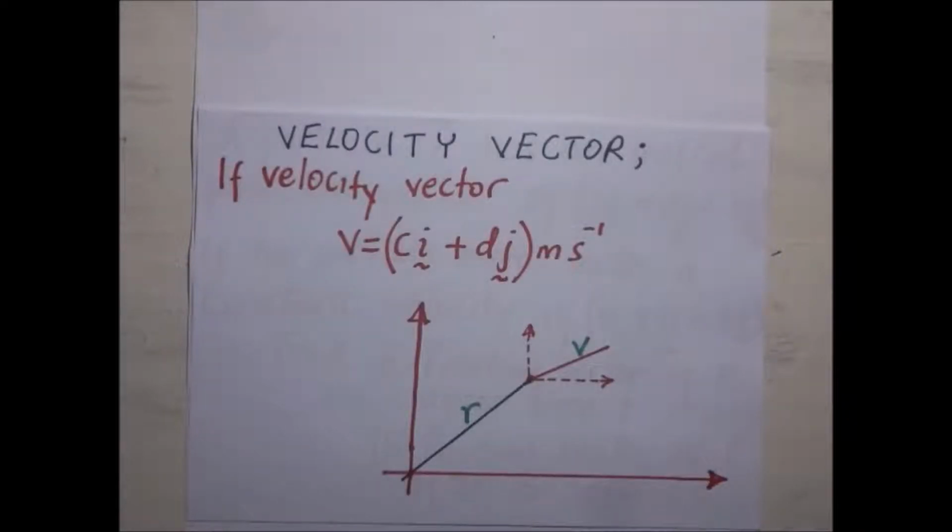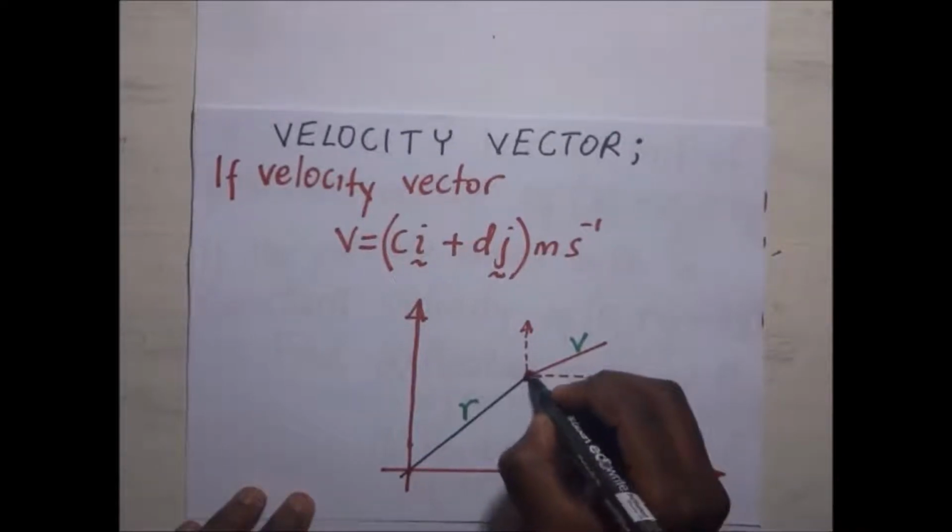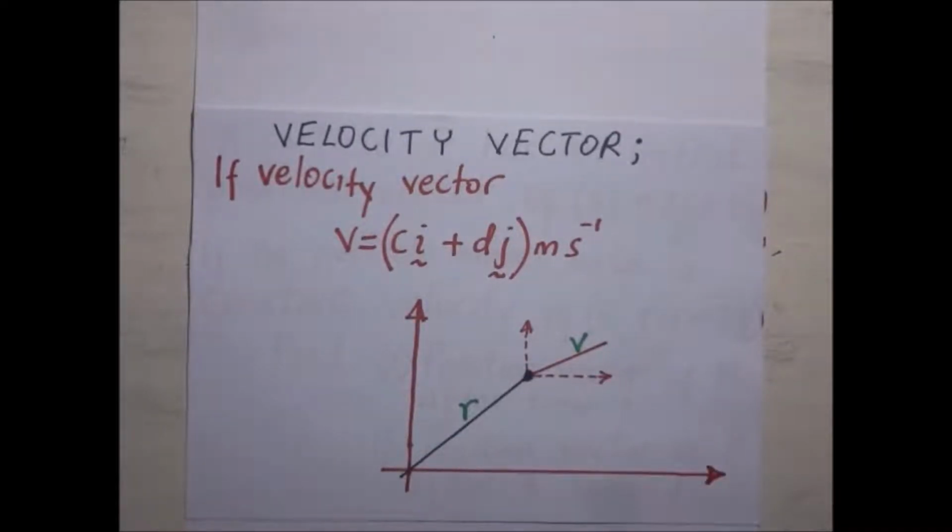Now looking at this velocity vector, for example, here we are having a particle still. Let's say this is our particle here, and we are calling that particle P.